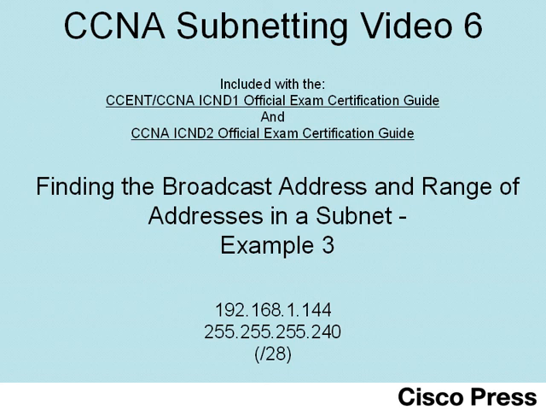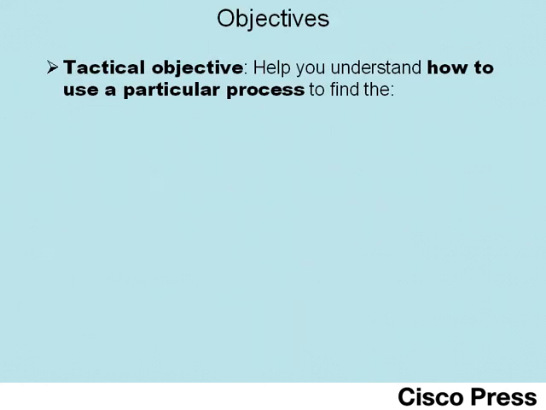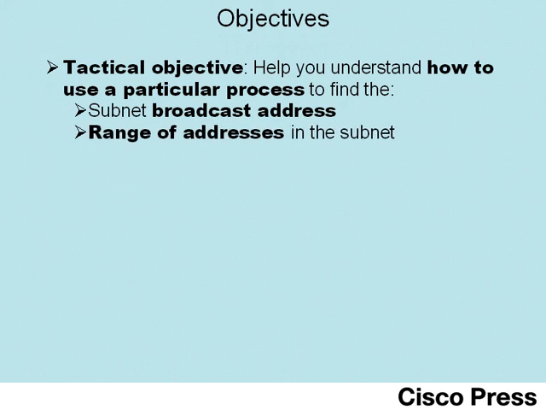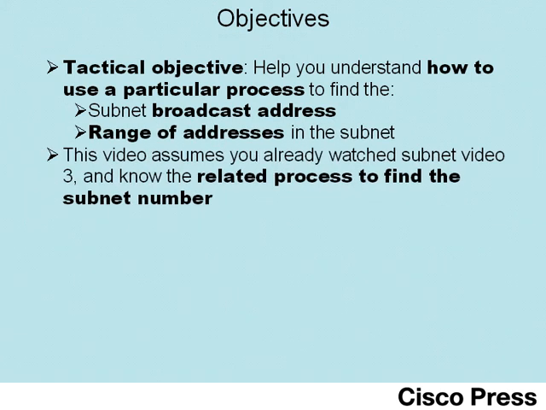192.168.1.144 with mask 255.255.255.240. The first objective for this video is to examine a particular process for finding both the subnet broadcast address and range of valid addresses. This video picks up the same problem that was begun in subnetting video 3, which showed how to start with an IP address and mask and find the subnet number, with this video now taking that subnet number and finding the subnet broadcast address and range of valid addresses.